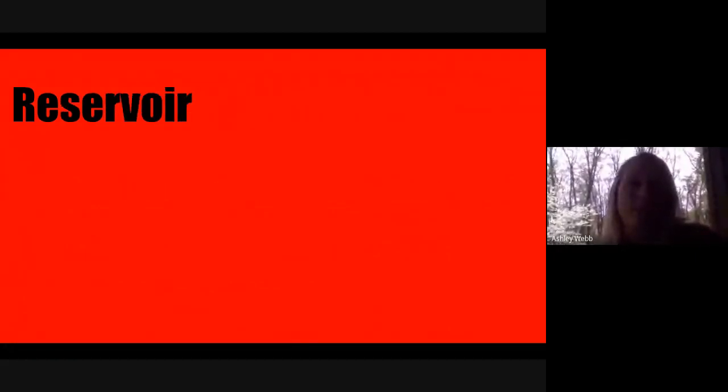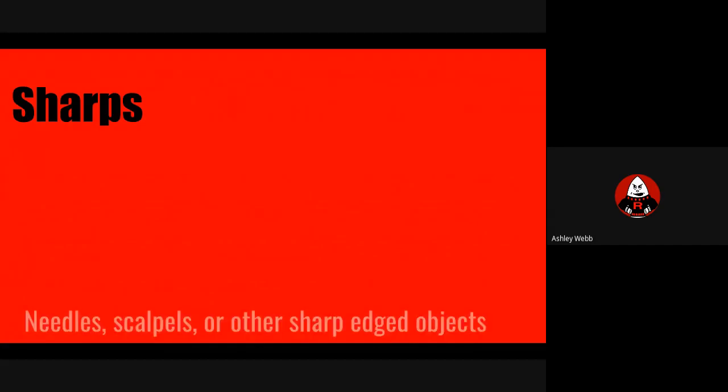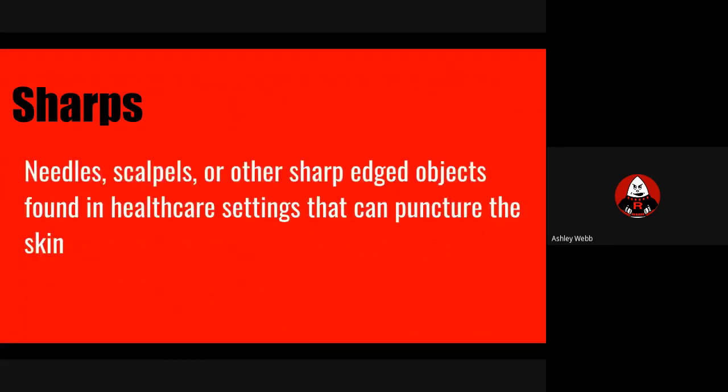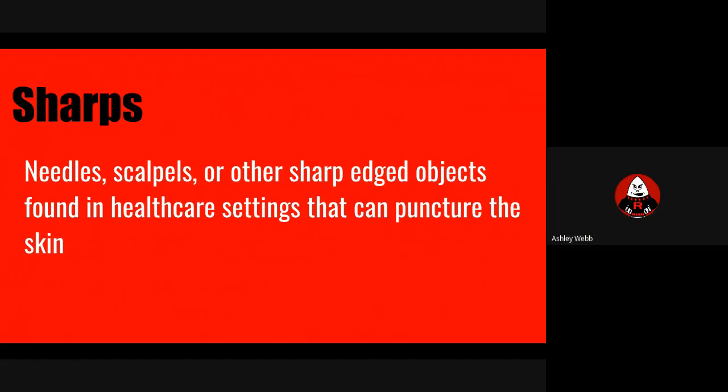Reservoir, it's a place where pathogens can live. So either the human body, animal, food, an ink pen, or a table, any of those things are considered reservoirs. Sharps. This is something we hear a lot too. Sharps are any sharp-edged object that can puncture the skin. So needles, scalpels, anything like that, they go into a designated red bin when we're finished with them so that somebody else doesn't puncture their skin with it while it already has bodily fluid from someone else on there.